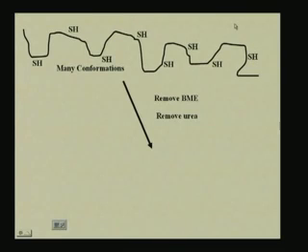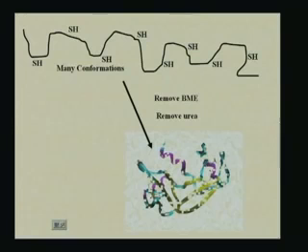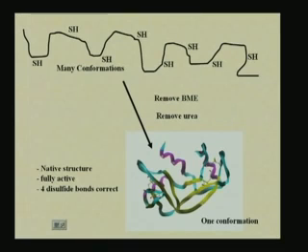So, what am I doing? I am allowing the formation of SS linkages. I am allowing the protein to refold. Okay? In doing so, it is found that it forms the exact same structure that was there before. What is this structure? It is exactly just one conformation. Okay? And what is this? It is the native structure of the enzyme that is fully active with the 4 disulfide bonds correct to what was there in the original protein.